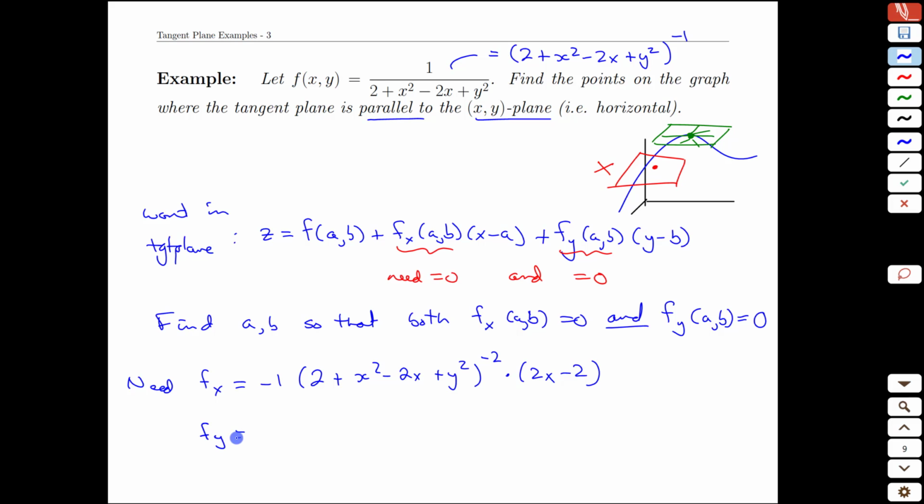And similarly, for the y derivative, we go back to the original function. The outside power is still -1. We get the same expression inside, all to the power of -2. And then we take the y derivative of the inside. The key thing is we simply get 2y as that inside derivative when we're taking the derivative with respect to y. All right.